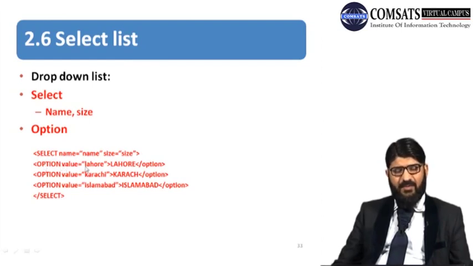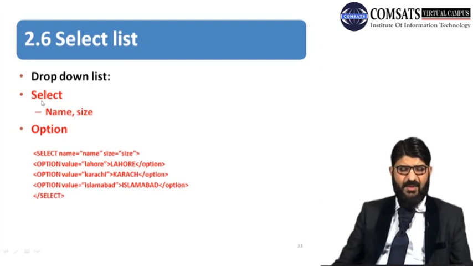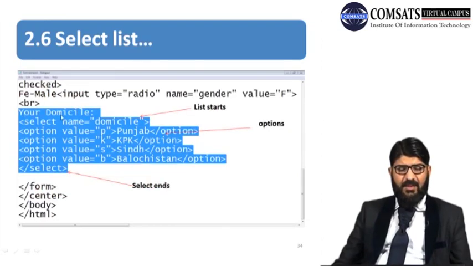So the first option value is Lahore, and it will be represented as Lahore and the ending tag for the option. Then the second value is Karachi, and it will be represented as Karachi and the option is ended. And then the third value is Islamabad, it will appear as Islamabad, and then the option tag is closed. So if you consider over here, it will appear in this way: your domicile, and then select name of domicile.